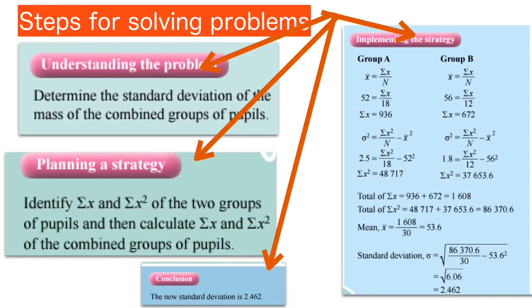Step 2, we need to plan a strategy. Our strategy is to identify the sum of the data and sum of data square of the two groups of pupils, and then calculate the sum of data and sum of data square of the combined group of pupils.